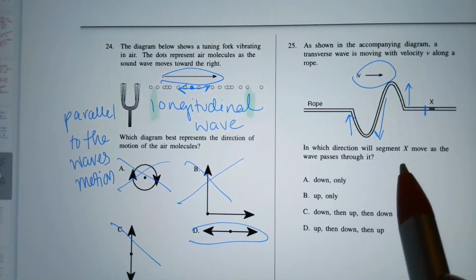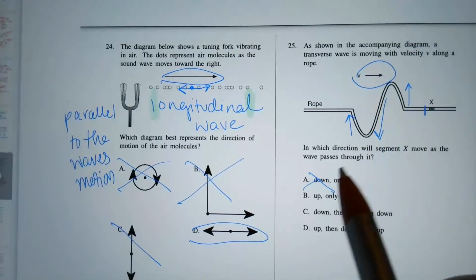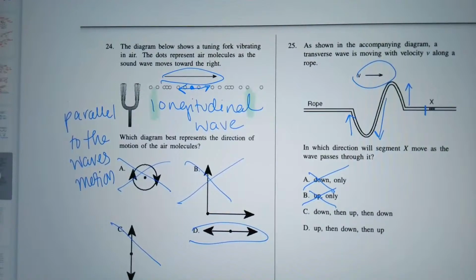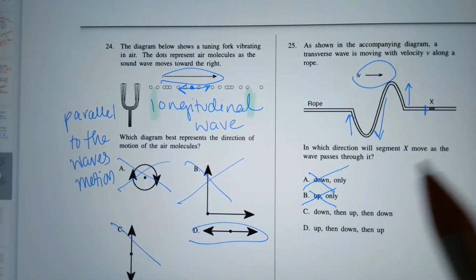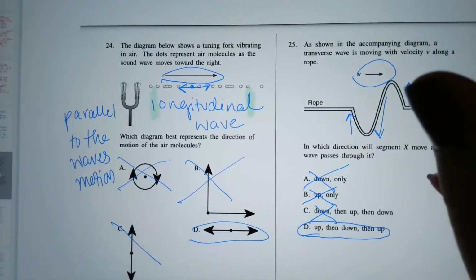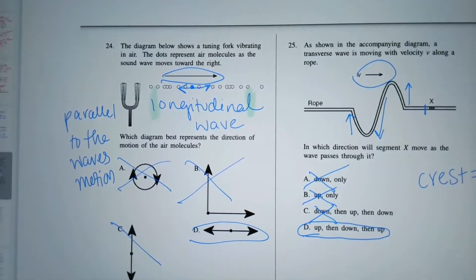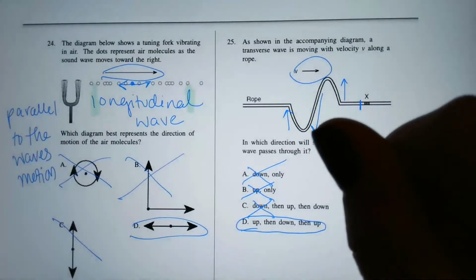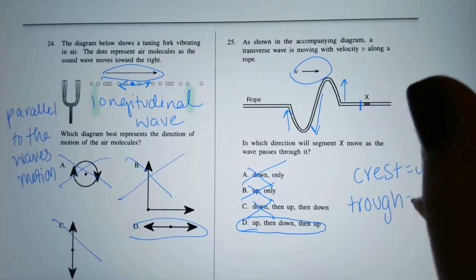So it says, in which direction will segment X move? Definitely not just down, definitely not just up. It can't move down first because we see a crest. So choice C is no good. So it's up, then down, then up. Because again, when you see a crest, that equals up. When you see a trough, that equals down.